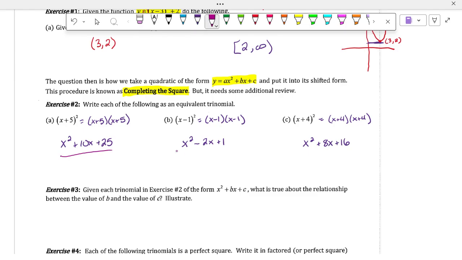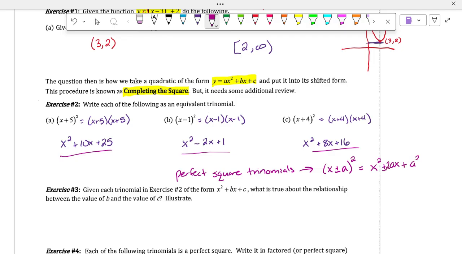Now, what do all three of these trinomials have in common? They are known as perfect square trinomials. Which all that means is that if you're given x plus or minus some a value, which is a number, all squared, that's equal to, if you expand it out, x squared plus or minus, depending on what sign's there, 2a times x, plus a squared.